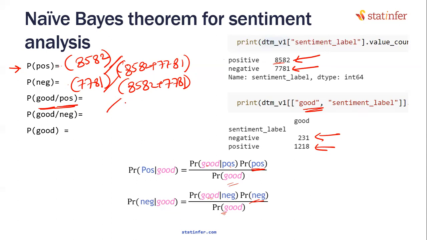First of all, tell me the denominator. Given positive, think about it. Given positive, how many records will be there in the denominator? Given positive, let's say 8582. I'm just writing. In the numerator, how many will be there? Given good, numerator 1218.